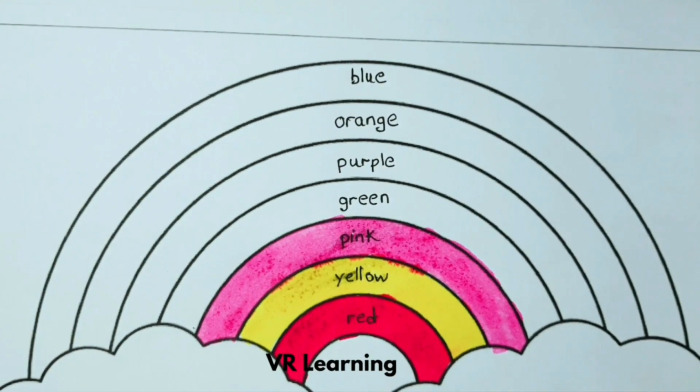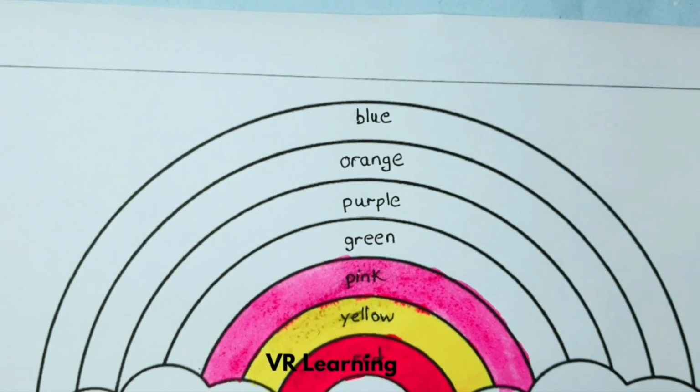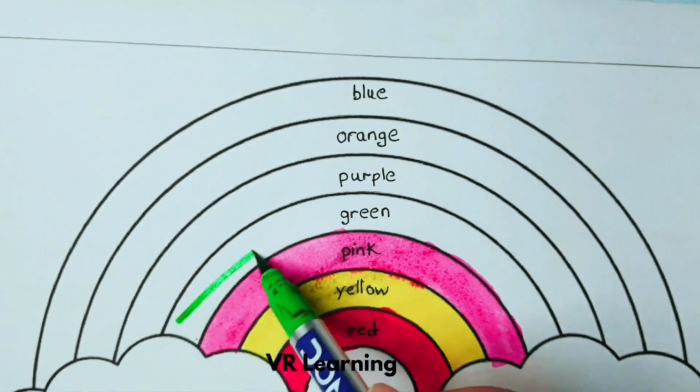Green, G-R-E-E-N, green, green color. Let's color the rainbow in green color.